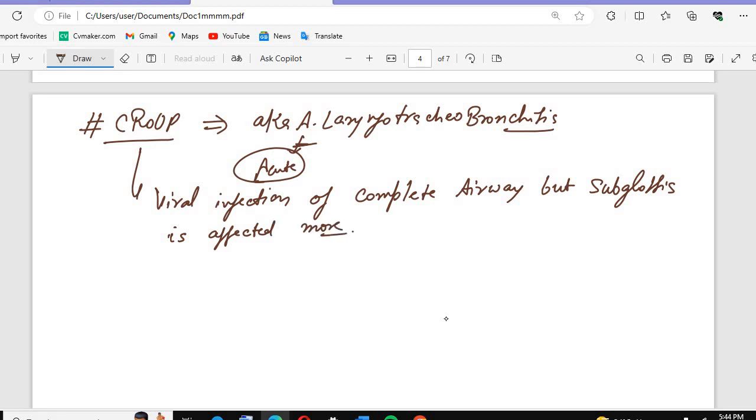Then, okay, viral infection. Which viral infection? Yes, you all are right. That is parainfluenza virus.